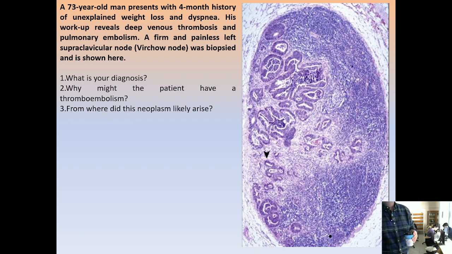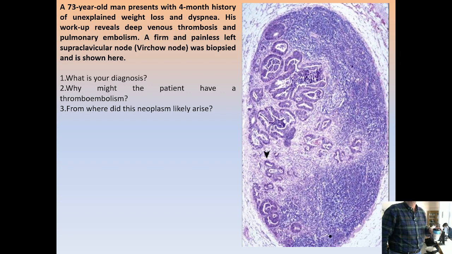His workup reveals deep venous thrombosis and pulmonary embolism. So something happened in his blood and it forms clots. All right? And one clot left the place where it was formed and went to the right heart, left the right ventricle, and made embolism in the pulmonary artery. All right?